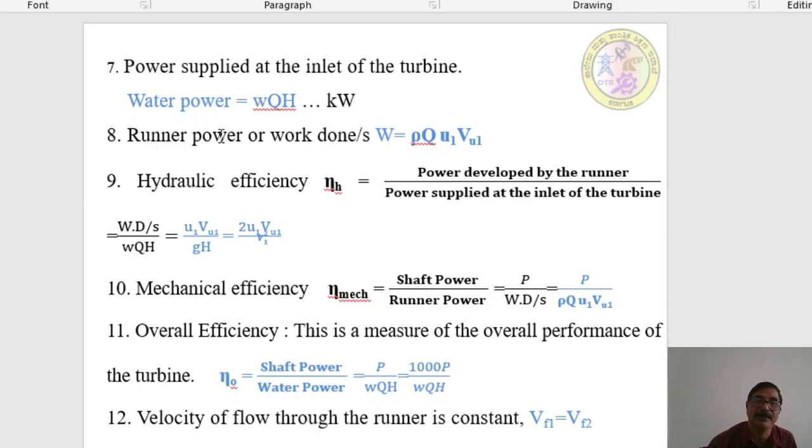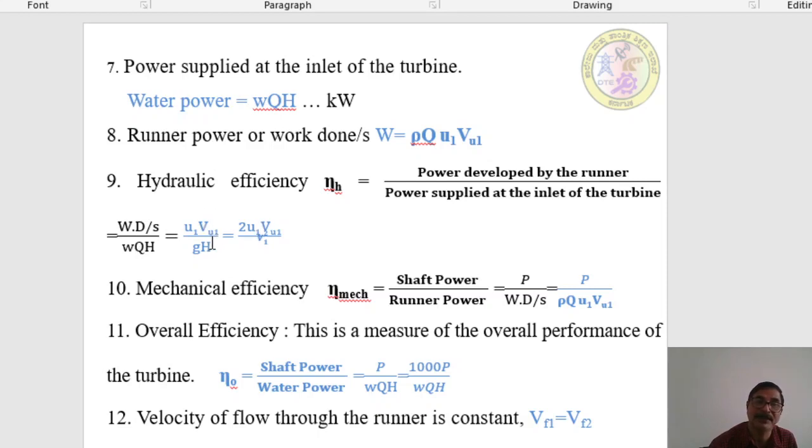Right. Runner power or work done per second is the equation that we have already discussed as the first equation. And then the hydraulic efficiency, as we know, is the ratio of the power developed by the runner to the power supplied at the inlet of the turbine, which is given by work done per second, the power developed by the runner, divided by the power supplied at the inlet, WQH.